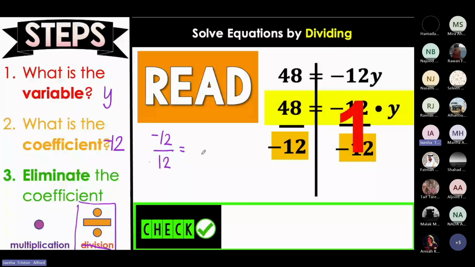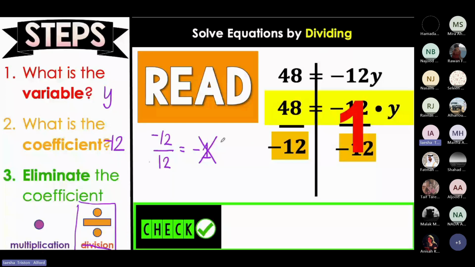Negative 1. Do we want the coefficient negative 1? No, we do not want negative 1. We always want the coefficient positive 1.